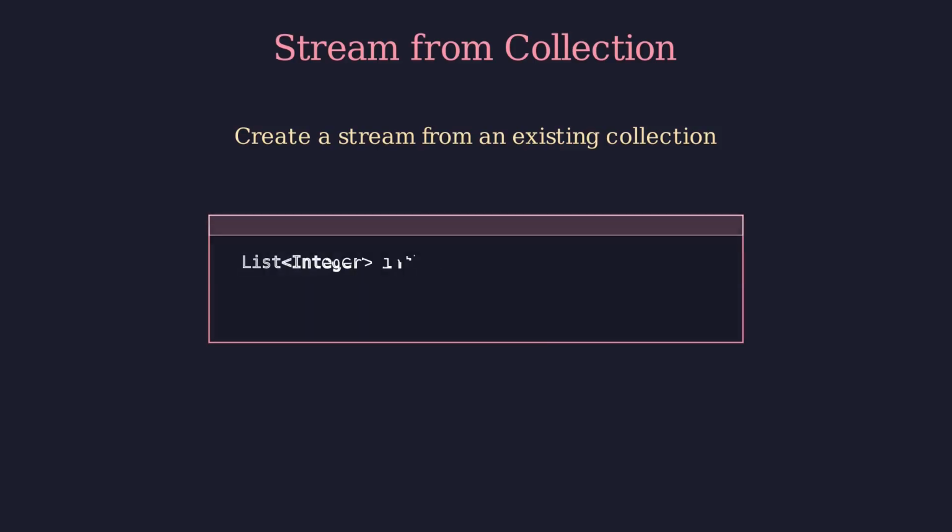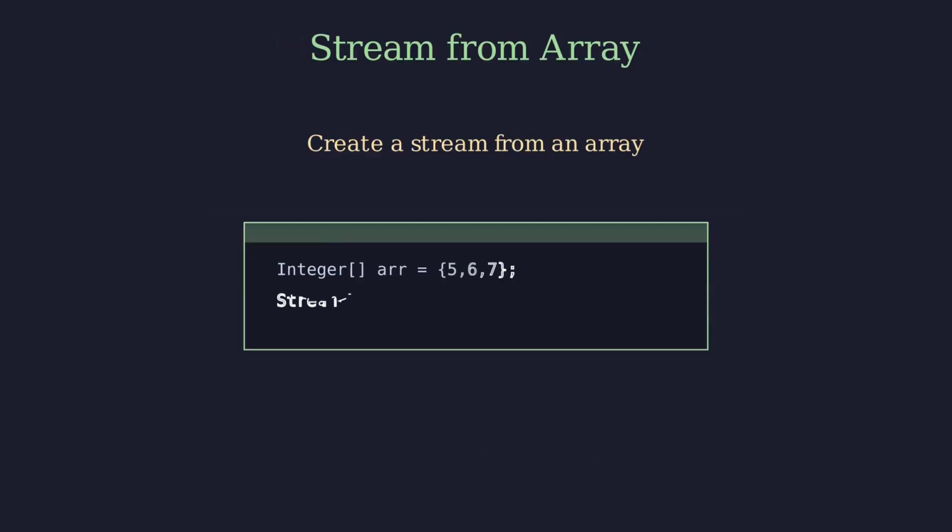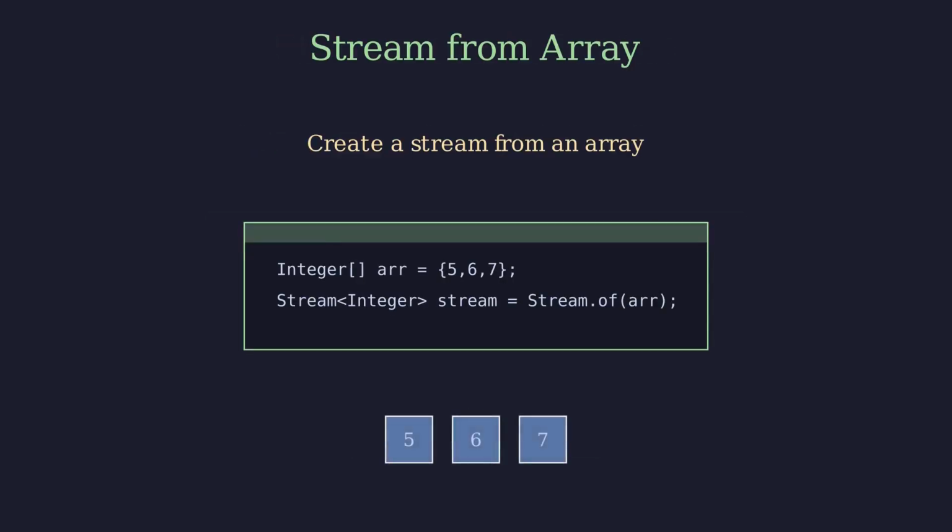There are many different ways to create streams. For a Java list, you can use the stream method. This method is present in all implementations of the Java collection interface. If you're using a primitive array, use the static of method of the stream class.